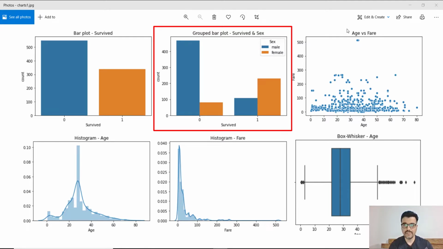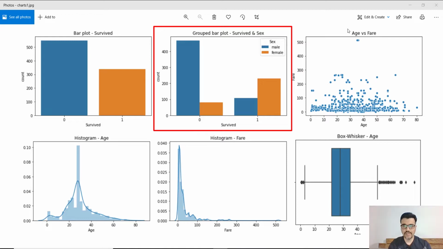So here we will give hue as a third parameter. Here you can see that along with the count of survived and non-survived passengers, it has also compared with the sex of the survived and non-survived passengers. So this comes into picture when we are doing bivariate analysis. We will be seeing these graphs one by one when we are introduced to the matplotlib and seaborn libraries in Python.